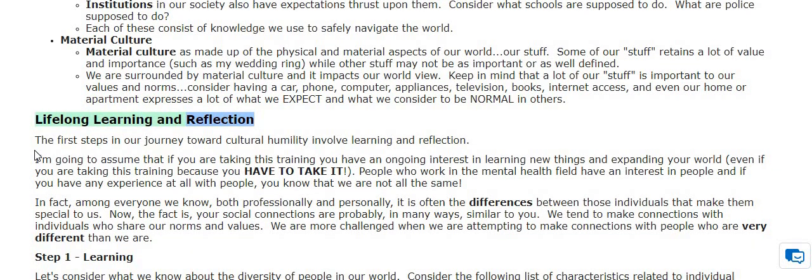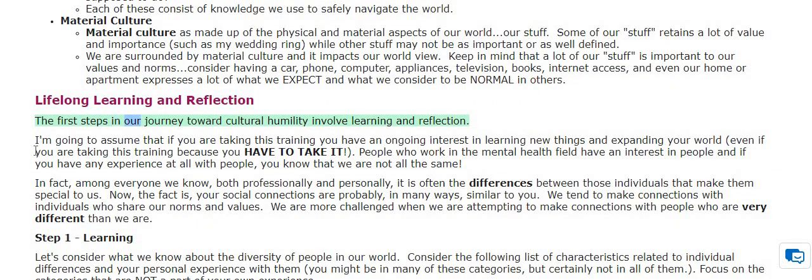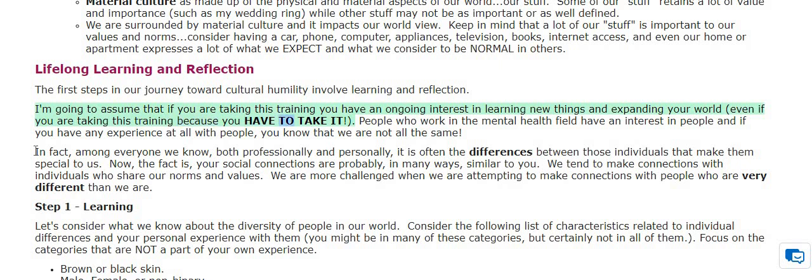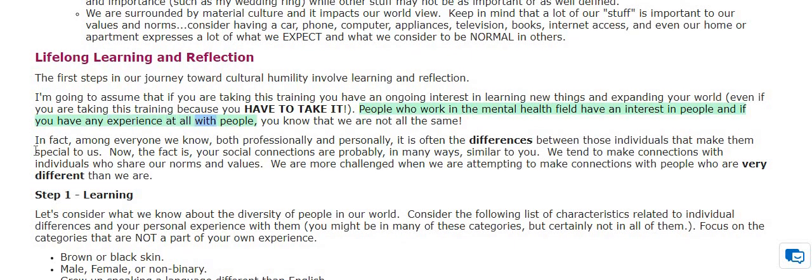Lifelong learning and reflection. The first steps in our journey toward cultural humility involve learning and reflection. I'm going to assume that if you are taking this training, you have an ongoing interest in learning new things and expanding your world, even if you are taking this training because you have to take it. People who work in the mental health field have an interest in people, and if you have any experience at all with people, you know that we are not all the same.